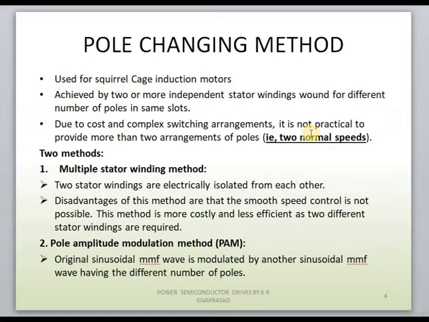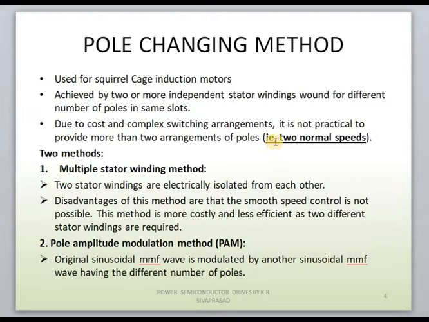Practically, we can control up to twice the actual number of poles. That means, for example, if you design the stator windings for 6 poles, then we can change up to 12 poles only, that is 6 into 2. Normally this practical application is applicable for twice the actual number of poles.